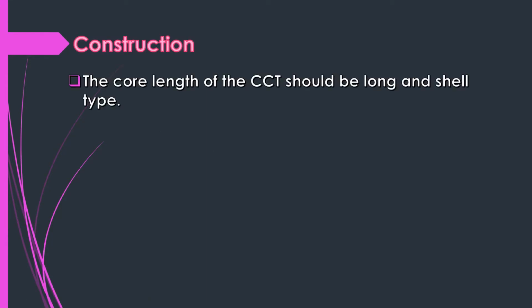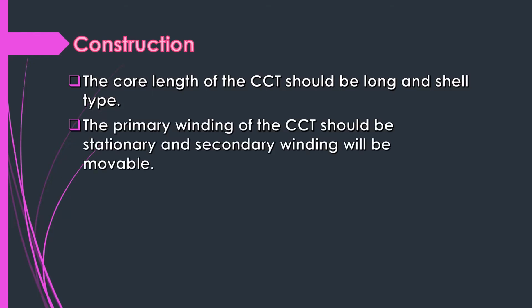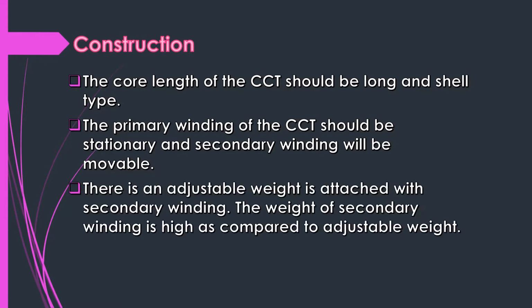The construction. The core length of the constant current transformer should be long and shell type. So, we have two types of transformer, the core type and the shell type. Here in the constant current transformer, we use the shell type. The primary winding should be stationary and the secondary winding will be movable. An adjustable weight is attached to the secondary winding. The weight of the secondary winding is high as compared to the adjustable weight.